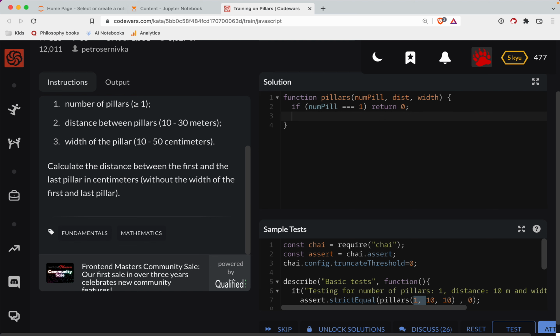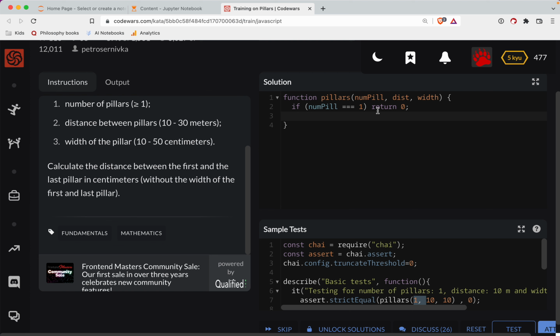Okay, so now what we need to do is figure out how many distances between pillars. So that'll be the distance between each pillar. Let's see. So if there's 2 pillars, there's 1 thing between them. If there's 3, there's 2. So the distances between the pillars is 1 less than the number of pillars.